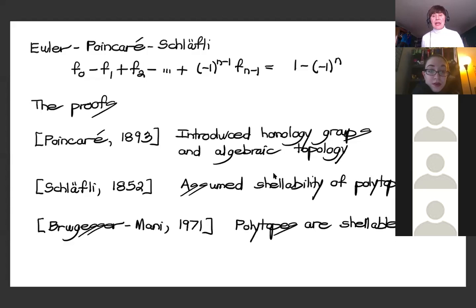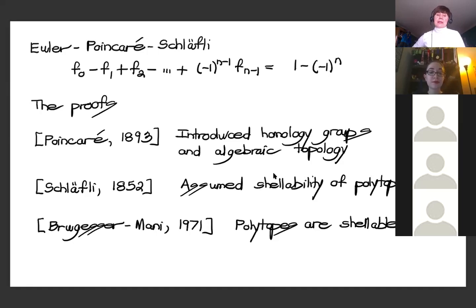And it says that if you take the alternating sum of the number of faces in an n-dimensional polytope, you get this 1 minus (-1)^n. So depending upon n, you either get 0 or 2. So for example, for a 3-dimensional polytope, that (-1)^n would be -1, 1 minus -1 is 2. So this gives you right back the Euler relation, also known as Euler-Poincare.